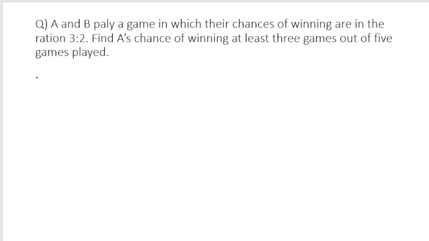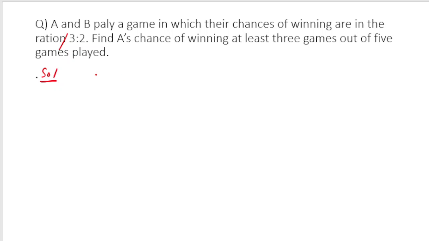The next question is that A and B play games, right? And in which their chances of winning are in the ratio, not ration. Sorry, there is a mistake here. It is a ratio. I can't delete them, so I'm just removing them. It is ratio 3:2. Find A's chances of winning at least 3 games out of 5 games played.